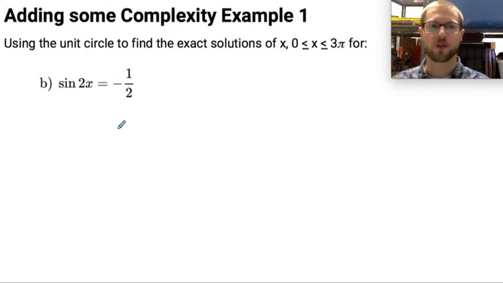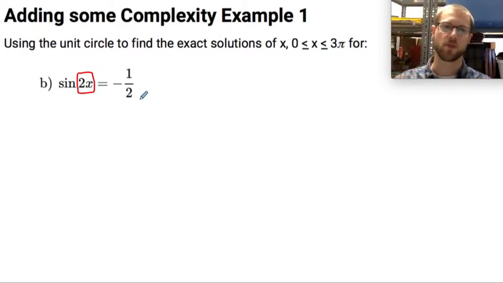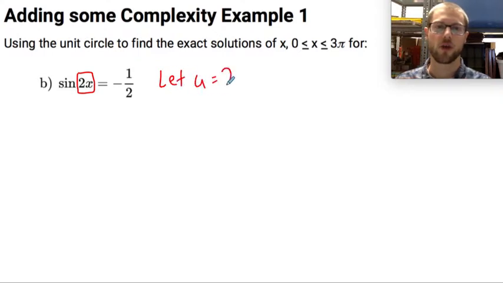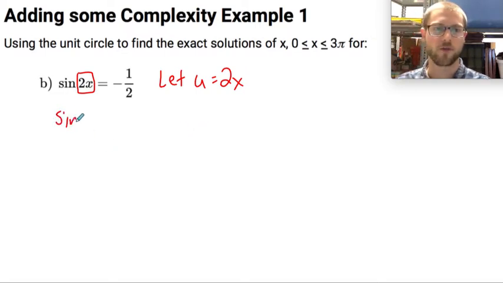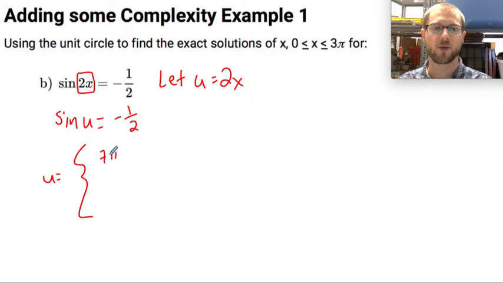So if I wanted to solve this, what I'm going to do first is take a look at whatever this complex piece is, and I'm going to just remove it and put something simple there. So I'm going to call this a u substitution. I'm going to let some new variable u equal 2x. And so I'm going to just rewrite this as the sine of u equals negative 1/2. And now that I've done that, I'm going to solve for u. So this is essentially the same problem that I had before. U is going to equal these two solutions, 7 pi over 6 and 11 pi over 6.